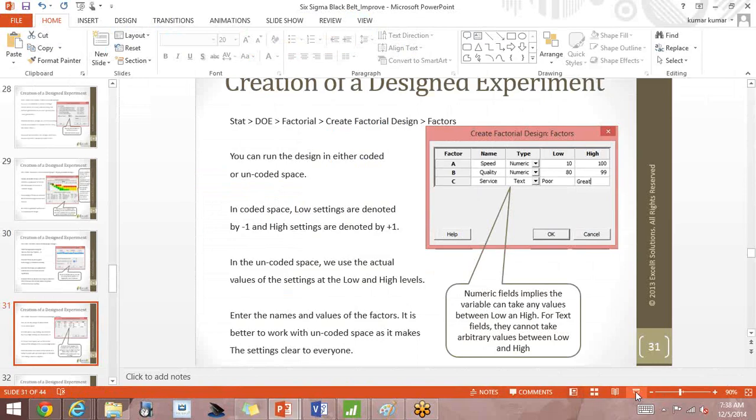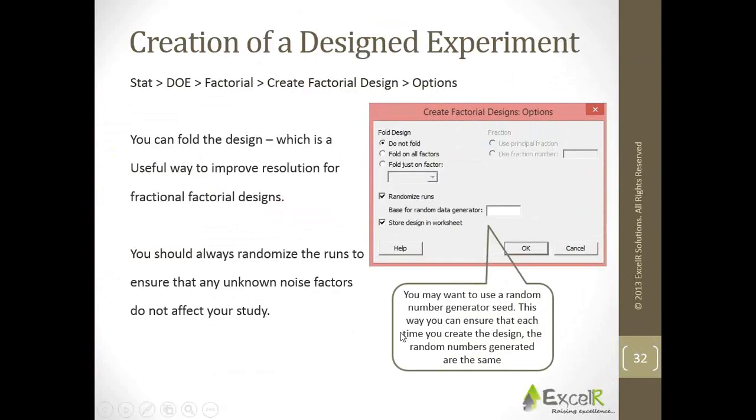Let us see what other options are missing here. Okay. Last thing is you'll have to click on options and then fill in the details. Either you can fold the design, which is a useful way to improve the resolution of your fractional factorial design. And one more thing is you should always randomize the runs to ensure that any unknown noise factors do not affect your study.